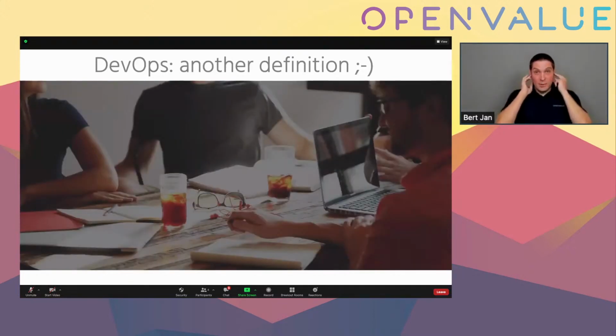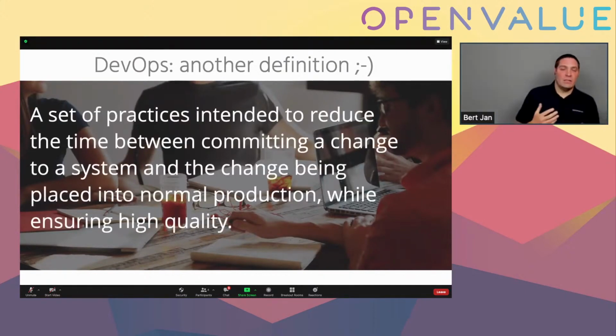Or there's another one, you get 3 for the price of 1 today. This is a more goal-driven definition. That says DevOps is a set of practices with the goal to reduce the time between committing a change and the change being placed into production, while ensuring quality, obviously. So the time between commit and that change being live with sufficient quality.